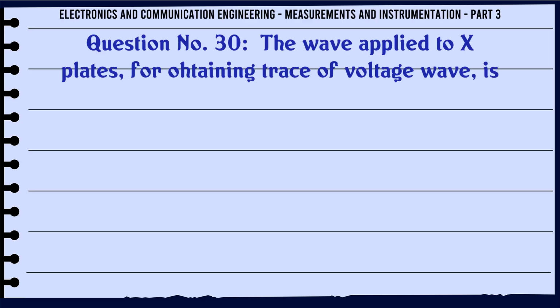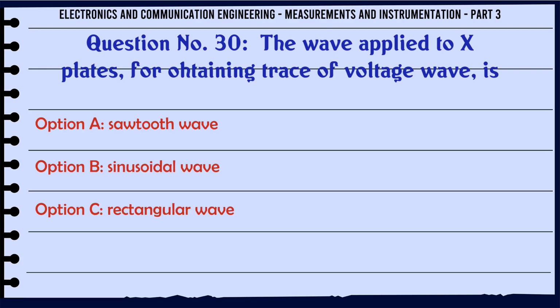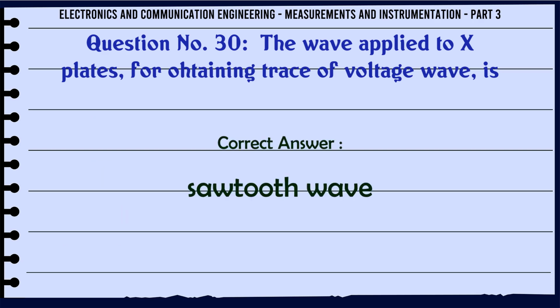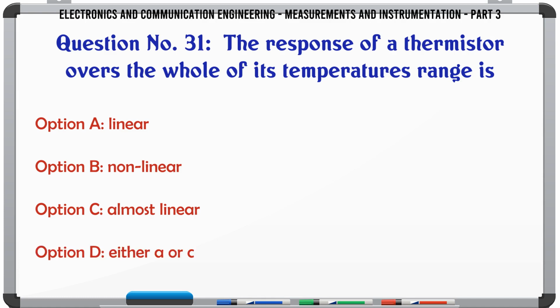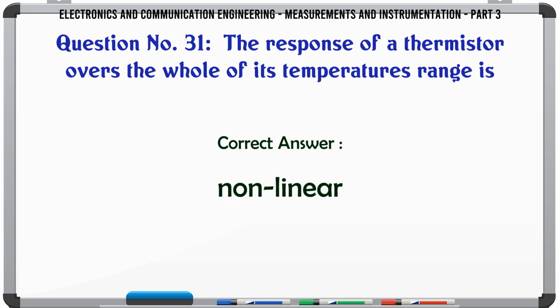The wave applied to X plates for obtaining trace of voltage wave is: A, sawtooth wave; B, sinusoidal wave; C, rectangular wave; D, either A or C. The correct answer is sawtooth wave. The response of a thermistor over the whole of its temperature range is: A, linear; B, non-linear; C, almost linear; D, either A or C. The correct answer is non-linear.